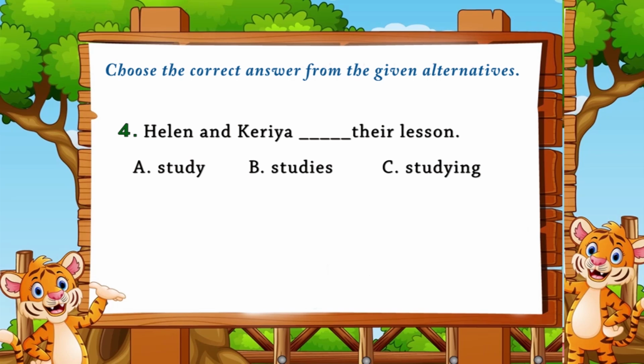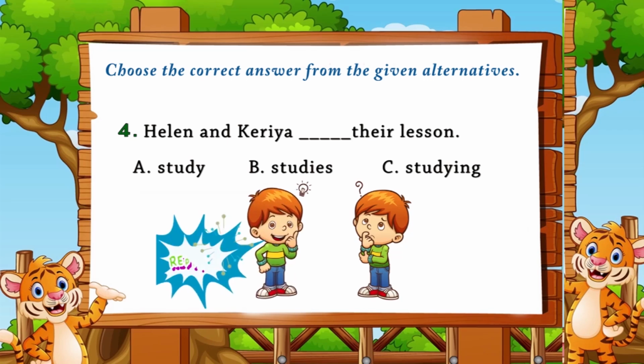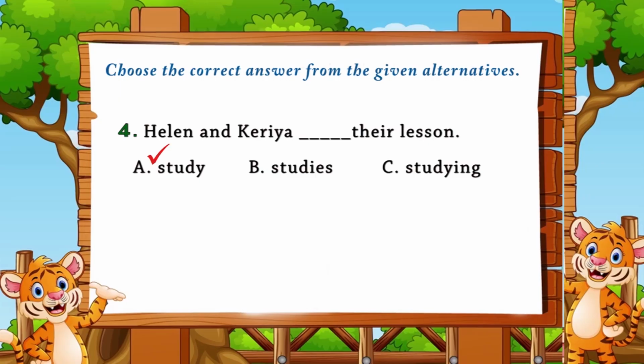Number four. Helen and Keria blank their lesson. A, study. B, studies. C, studying. If your answer is A, study, you are right. Helen and Keria study their lesson. Because Helen and Keria are two persons, that means they.